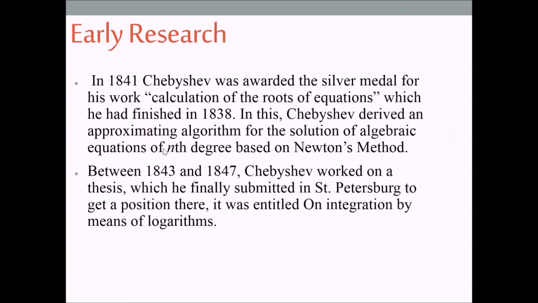In 1841, Chebyshev was awarded a silver medal for his work on the calculation of roots of equations, which he had finished in 1838. In this, Chebyshev derived an approximation algorithm for the solution of algebraic equations of nth degree based on Newton's method. Between 1843 and 1847, Chebyshev worked on a thesis which he finally submitted in St. Petersburg to get a position there. It was entitled On integration by means of logarithms.